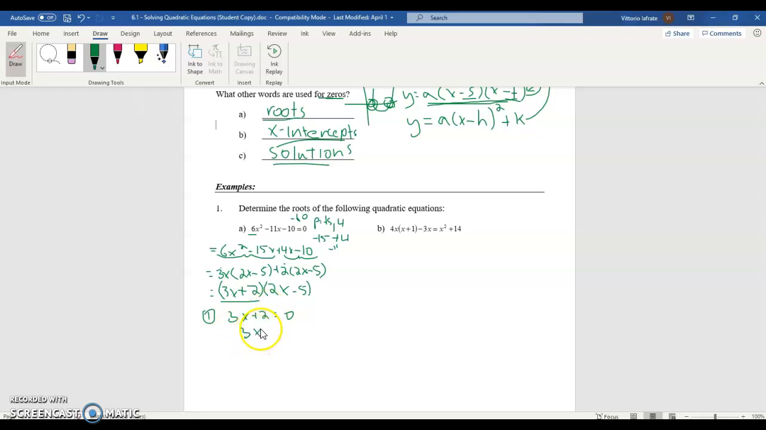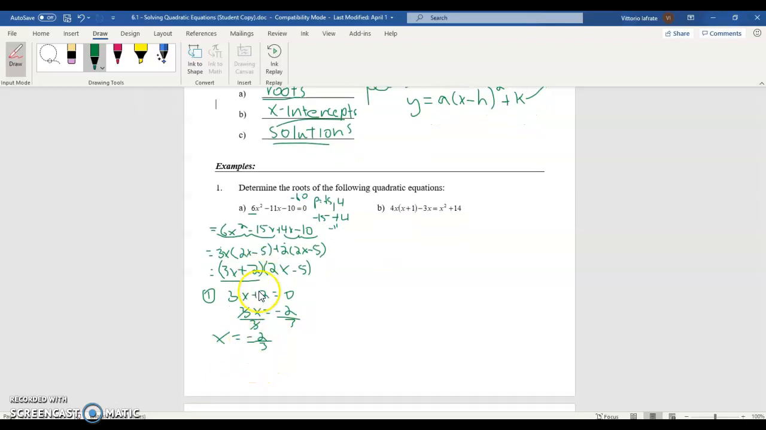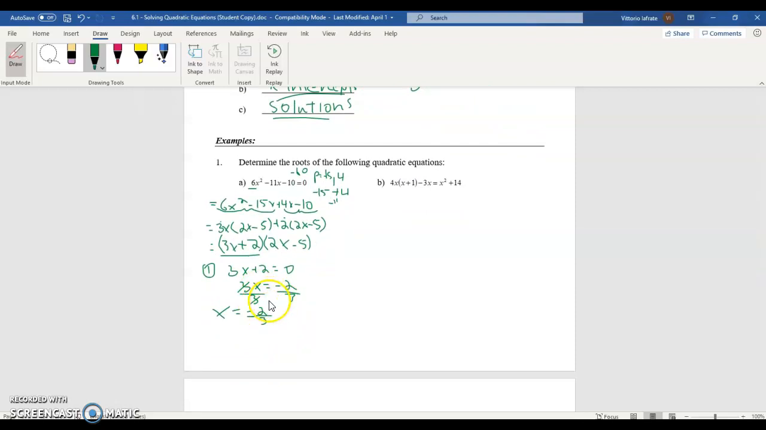So 3x is equal to minus 2, and you can use inverse operations, for example. And then we can divide by 3. Divide by 3. So one of our roots is x is equal to negative 2/3. So basically at negative 2/3, if you plug this value into your equation, it would equal 0. And that would be one of your x-intercepts, or one of your solutions. And then the other solution is going to be the same idea, just using the other bracket over here.